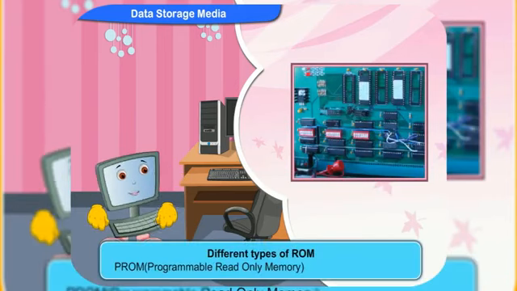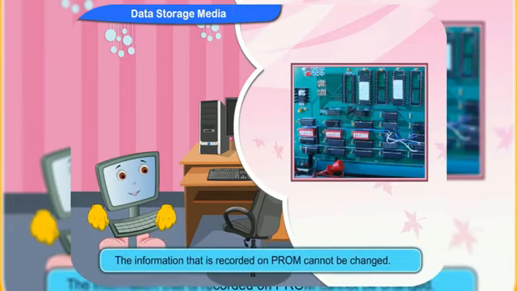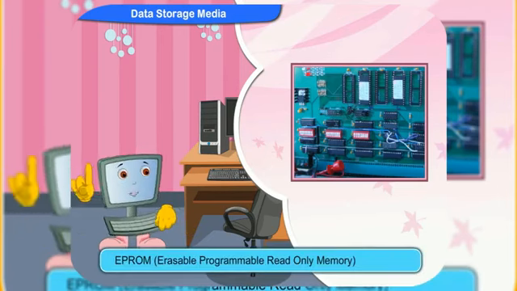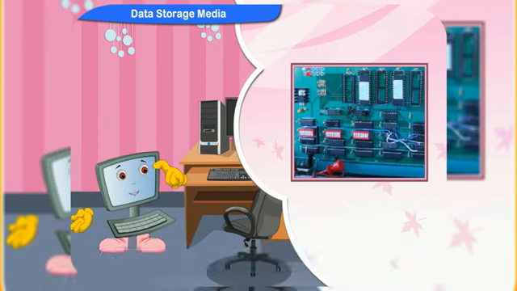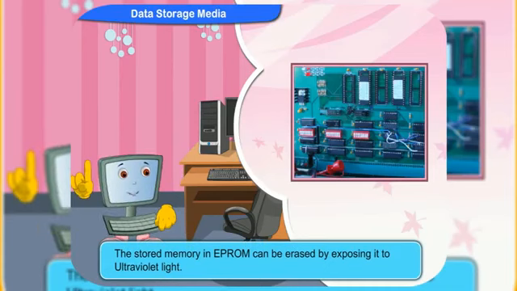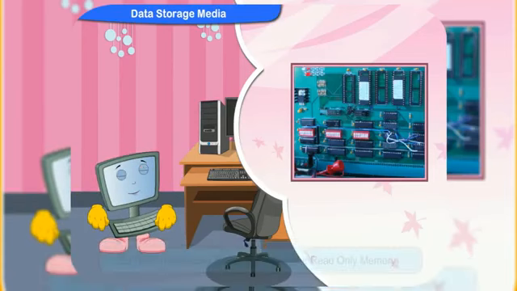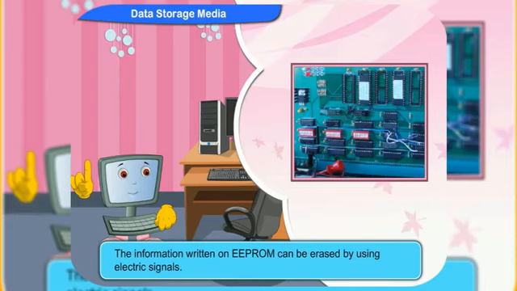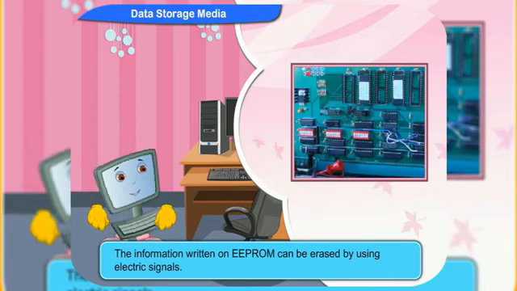PROM stands for Programmable Read-Only Memory. The information that is recorded on this cannot be changed. EPROM stands for Erasable Programmable Read-Only Memory. The stored memory can be erased by exposing it to ultraviolet light. EEPROM stands for Electrically Erasable Programmable Read-Only Memory. The information written on it can be erased by using electric signals. This memory type is more flexible than EPROM.